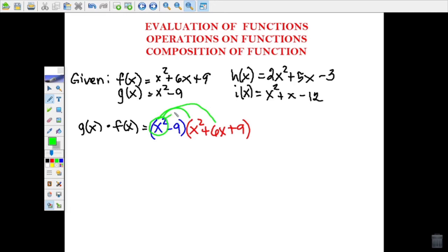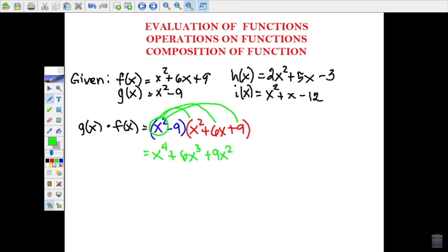I-multiply mo yan in every part or every term of the trinomial. So x squared times x squared, that would become x raised to 4. x squared times 6x ngayon is 6x cubed. Okay? Then x squared times 9, that would become 9x squared.